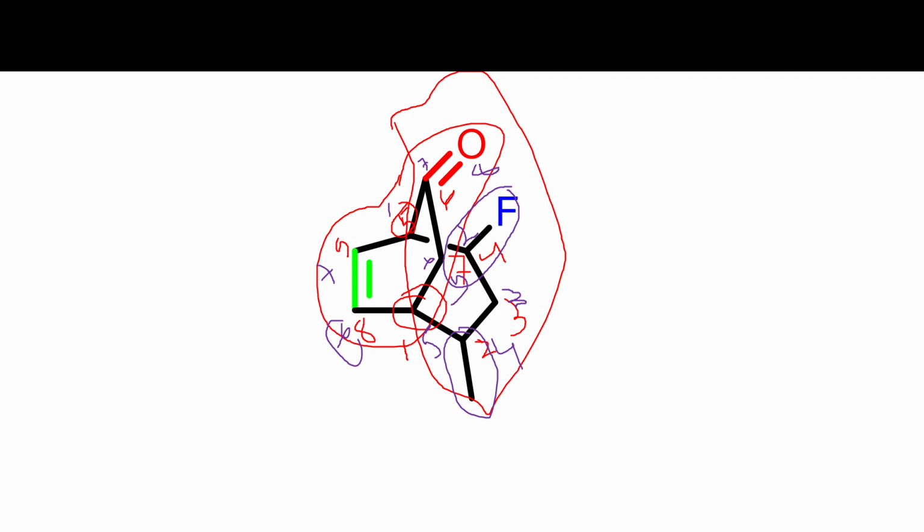Is someone getting my point or not? Sir, 4-fluoro, 2-methyl, bicyclo[3.2.2]nonan-6-one. 4-fluoro, 2-methyl, bicyclo[3.2.2]nonan-6-one. Yes, that's correct.